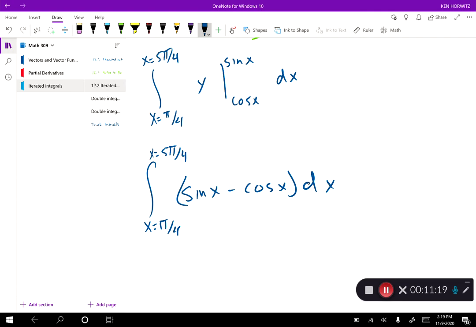But now we have a single variable integral, just like we had way back when we were doing Calc 1. So why don't you pause the video now? Why don't you execute this integral, and we'll talk about it on the back end.